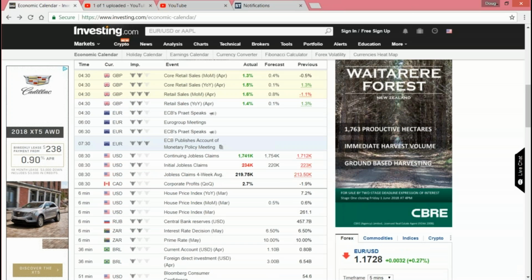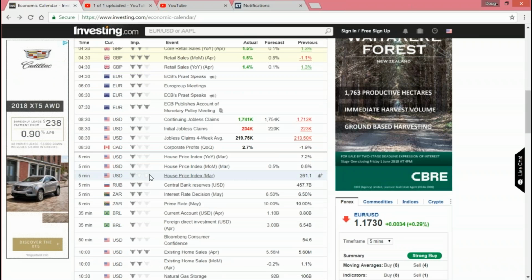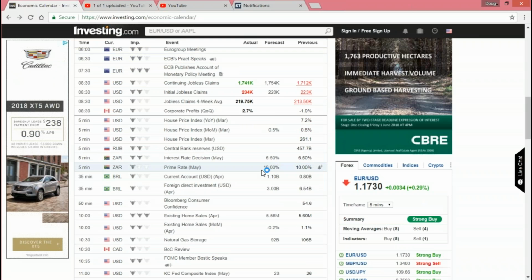We did have ECB, and the market didn't really react. It got a little bit of a push down off of that news, and then jobless claims came in slightly better than expected, but the 4-week average increased, so again we just didn't get a big reaction. We have house price index coming up in 5 minutes. Not really a big mover.